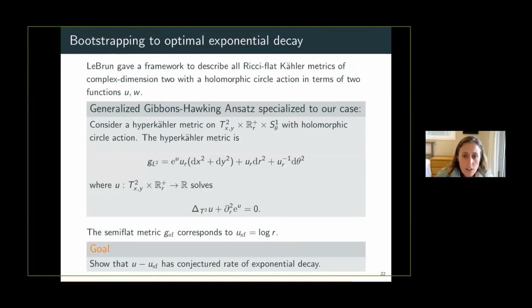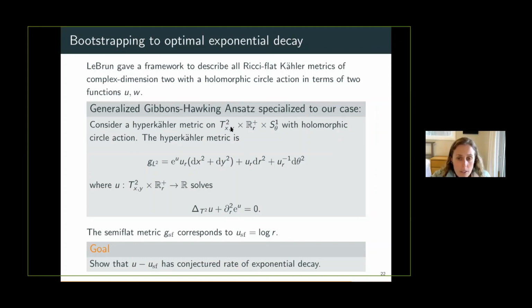The way that we can use this circle action is that Claude LeBrun gave a framework to describe all Ricci flat Kähler metrics of complex dimension 2. So this includes hyperkähler manifolds, provided they have a holomorphic circle action, in terms of two functions u and w. Now, because we're hyperkähler, we can actually even do better. We can do it in terms of a single function u.